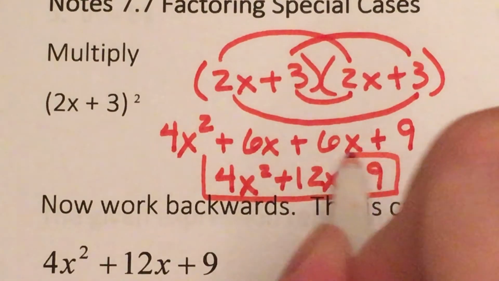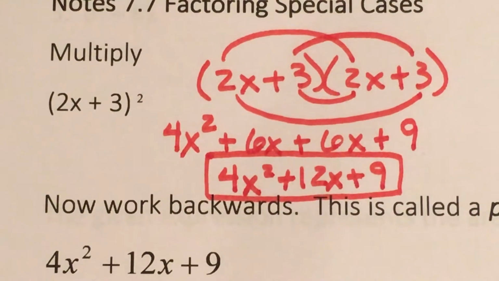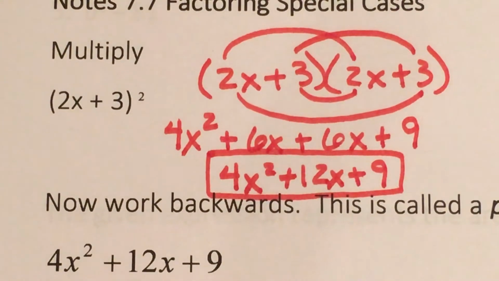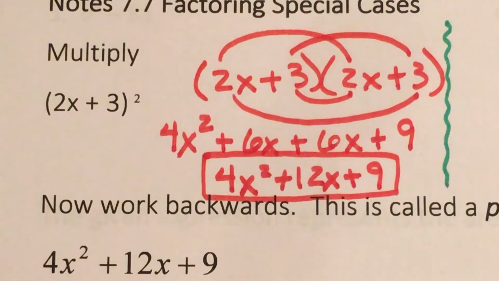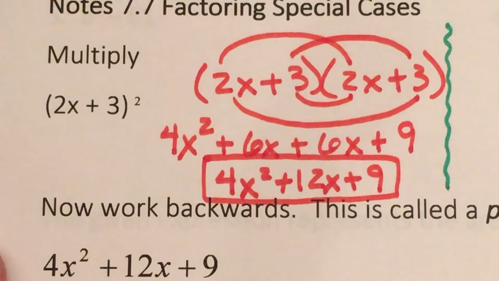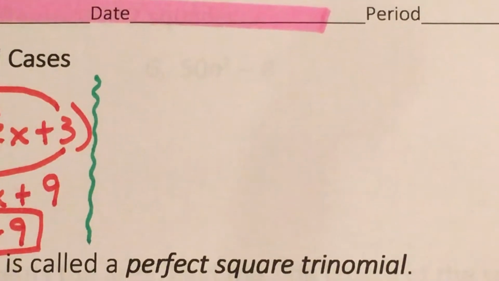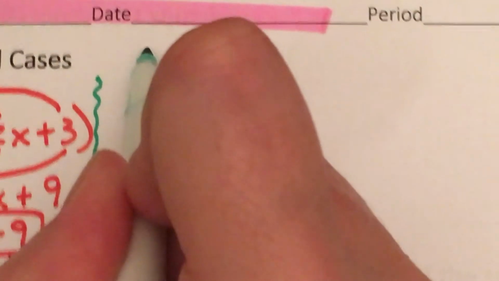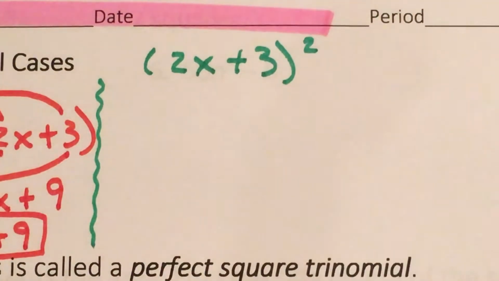Now that was one method that we could use to do this multiplying, but it does not show the speed with which we could have gotten our answer, just because this is a special case. So let's rewrite it and find a faster way. Let's remember a faster way of how to do this. So we started with 2x plus 3 squared.